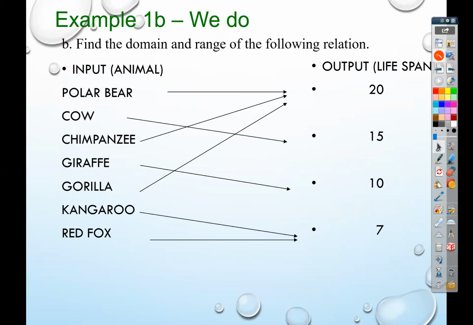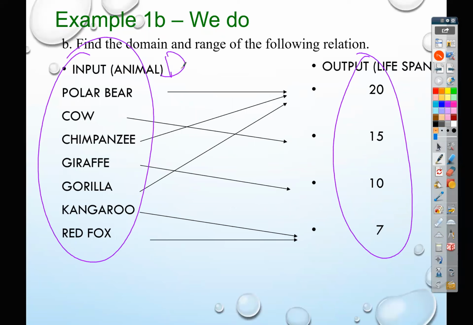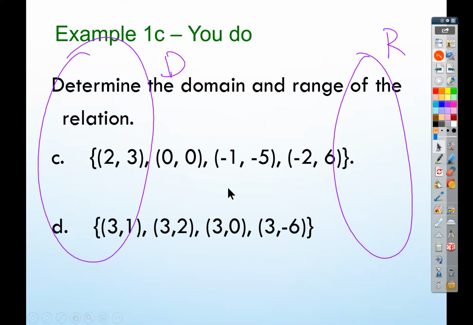All right, find the domain and the range of the following relation. So obviously this is a little different. So the domain and the range. The domain is all the inputs and the range is all the outputs. So the domains are the polar bears, cows, chimpanzees, giraffes, gorillas, kangaroos, and red fox. And the range is 20, 15, 10, and 7.